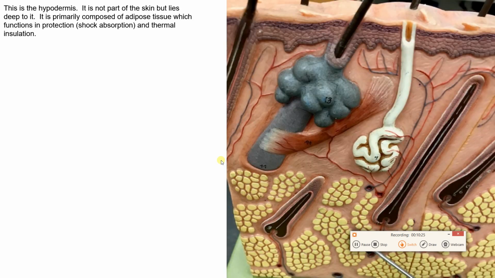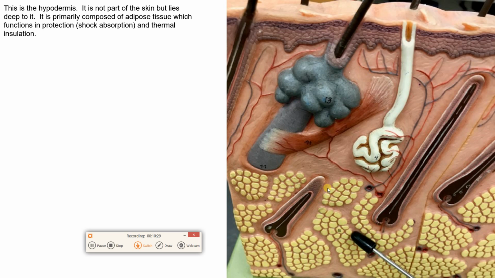Now there are some other things to worry about, including this layer that is adjacent to but not part of the skin. This is the hypodermis, primarily made of adipose tissue, which is going to give us protection as well as thermal insulation, like preventing heat loss.